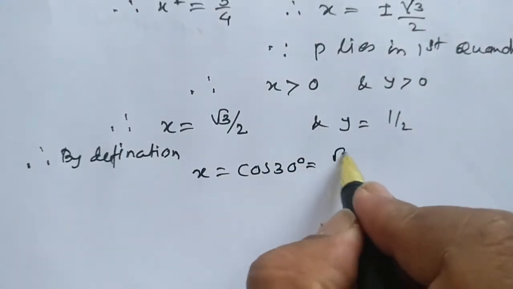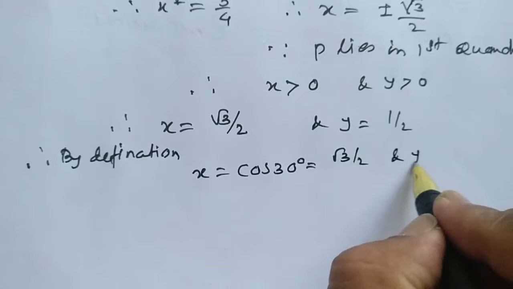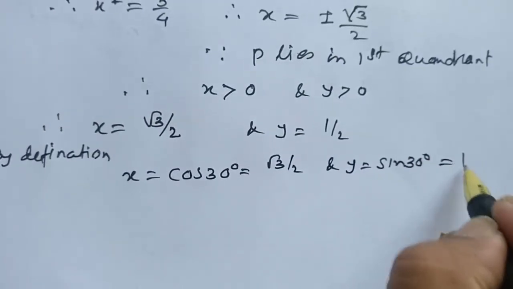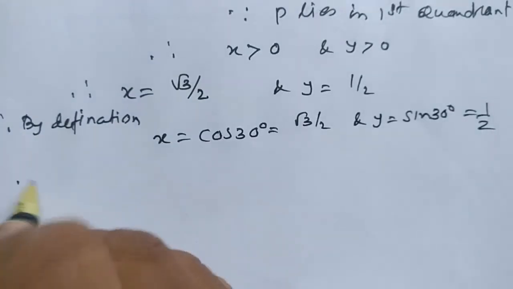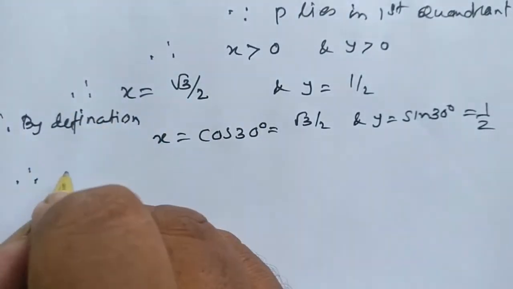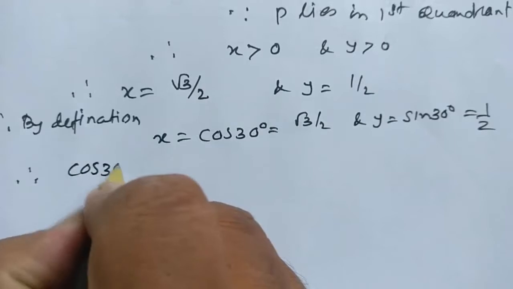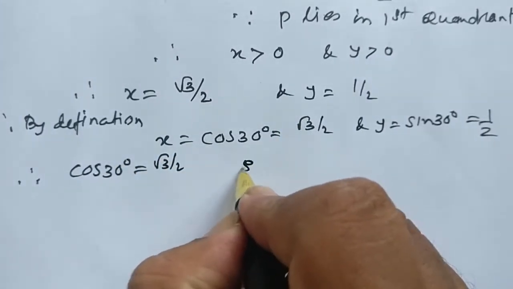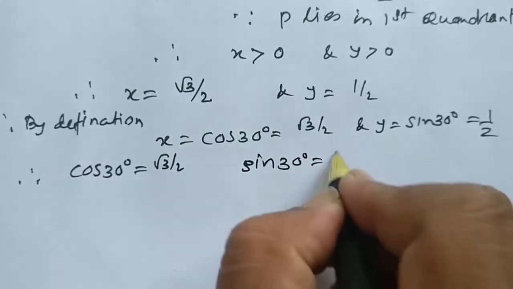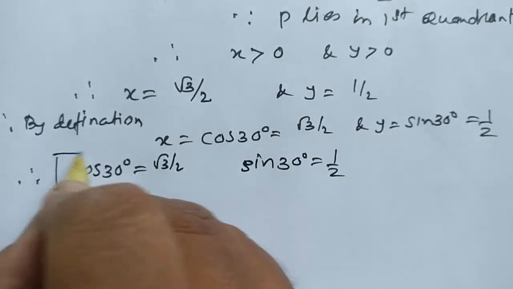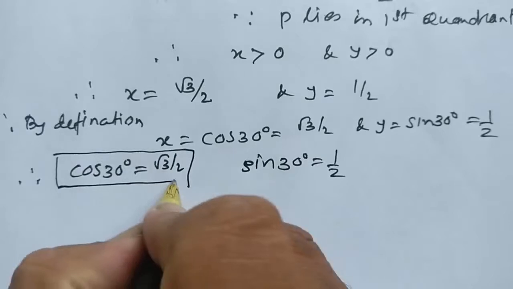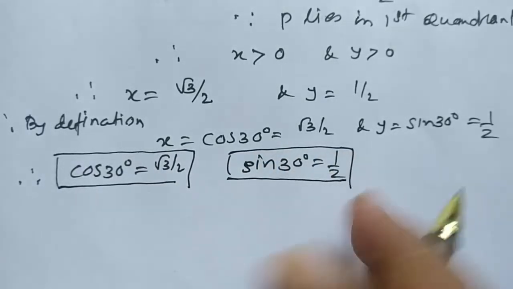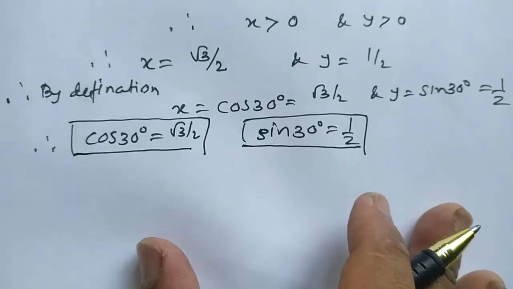It is equal to root 3/2 and y is equal to sin of 30 degree. It is 1/2. Therefore, cos 30 is root 3/2, sin 30 is equal to 1 half. Once we know these two relations, we can derive all other trigonometric ratios.